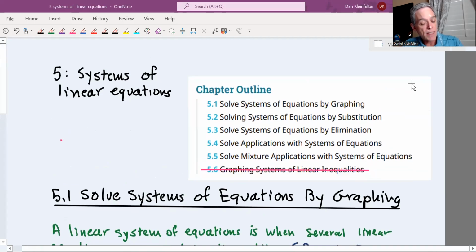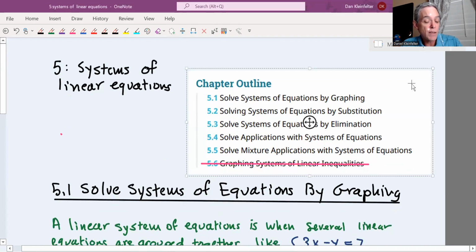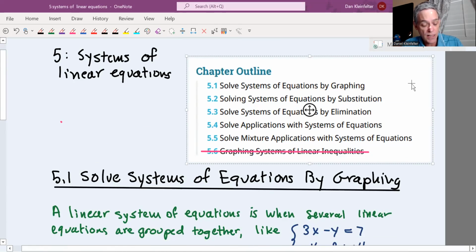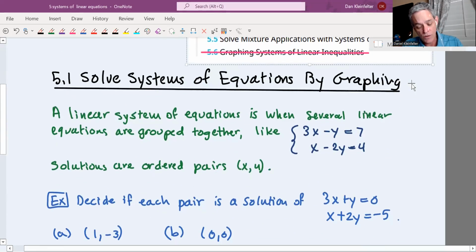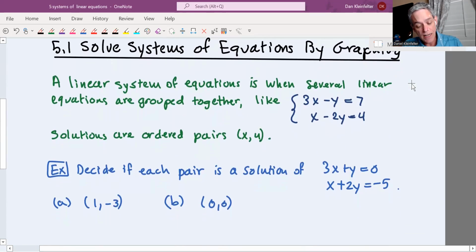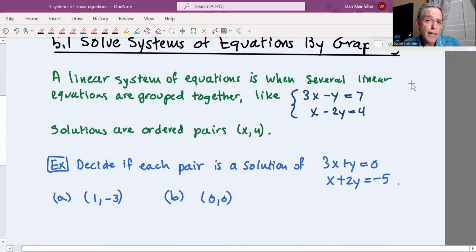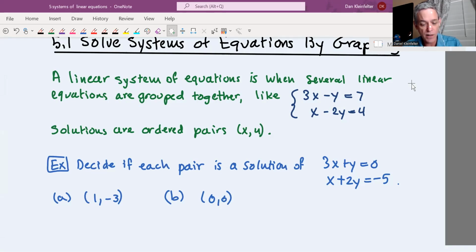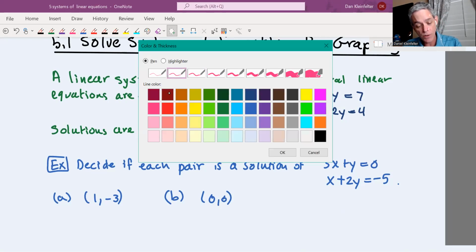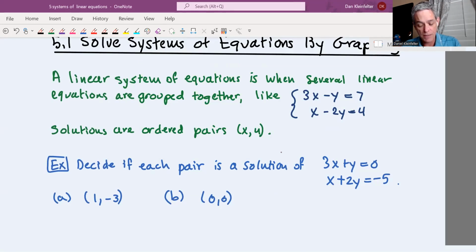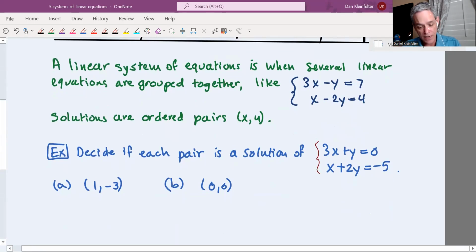And throughout this chapter, on systems of linear equations, we'll be looking at systems of 2 equations and 2 unknowns. So we'll have just 2 variables. So solutions, like I said, are ordered pairs. And we want to next decide whether each of these pairs, (1, -3) and then (0, 0), make up solutions to the system given here, 3x plus y equals 0 and x plus 2y equals -5. I forgot to write a little curly brace, so let me put it on there. Usually we use a little curly brace just on the left to show that those couple equations belong together somehow.